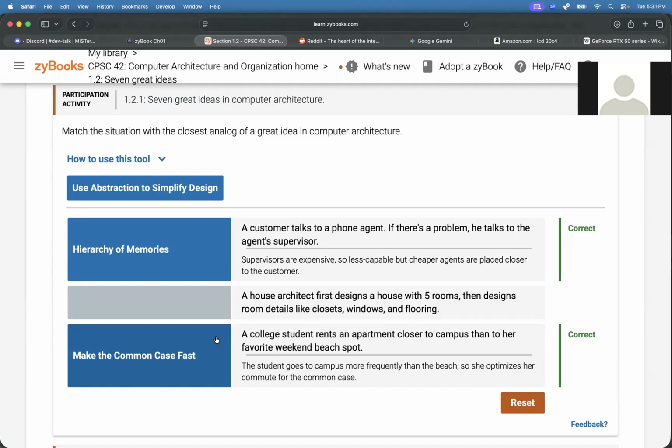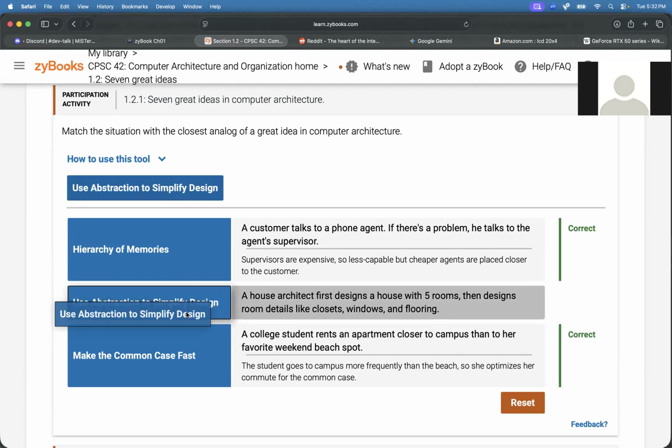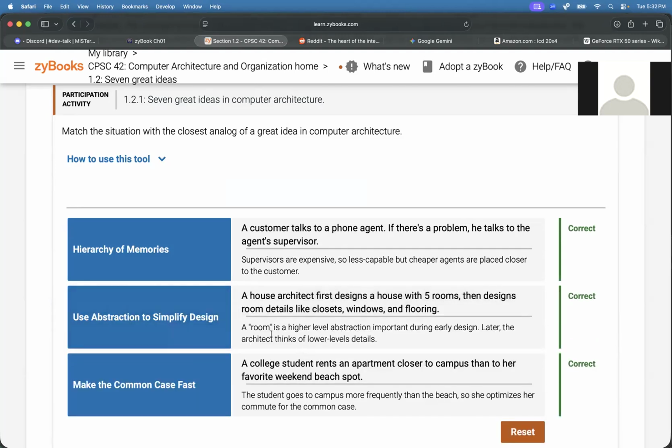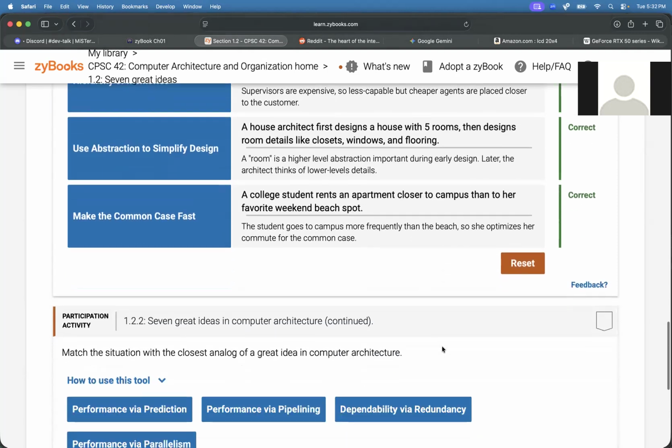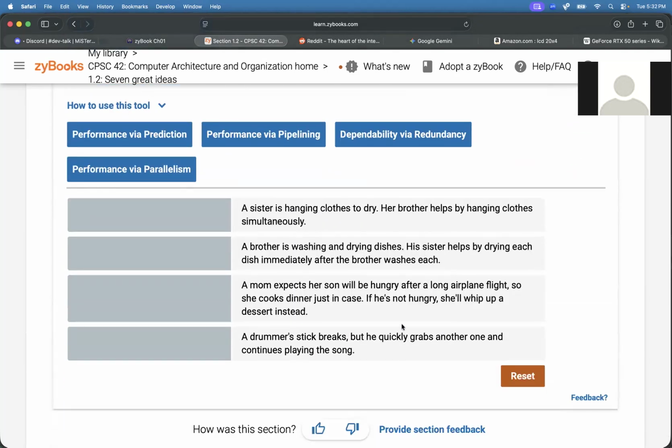That makes sense. So it says a house architect designs a house with 5 rooms, then designs details like closets, windows, and flooring. I'm not sure that that's really abstraction. I guess it is, the rooms are the abstraction. You're not designing all the details at once. First, okay, a room is a higher level abstraction. That's actually slightly awkward. A sister is hanging clothes to dry. Her brother helps by hanging clothes simultaneously.